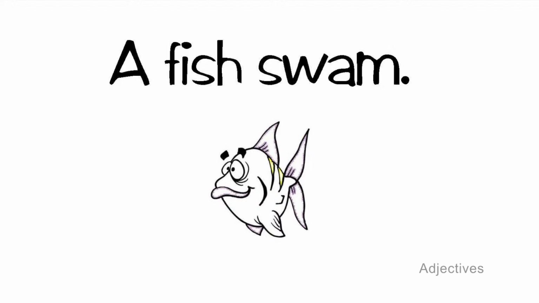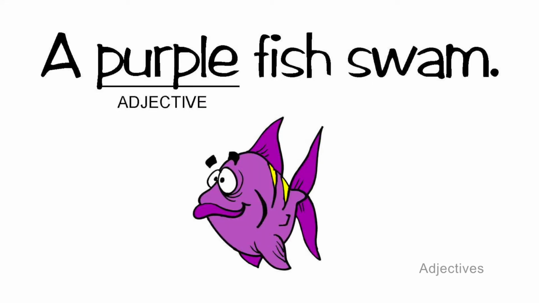Here we have the sentence, a fish swam. Now this is a pretty boring, ordinary sentence. So in order to add a little more color to it, we can use adjectives, which are describing words. So let's say that we add the word purple in here to describe the fish. Then we have a purple fish swam. So we already used one adjective describing the color of the fish.